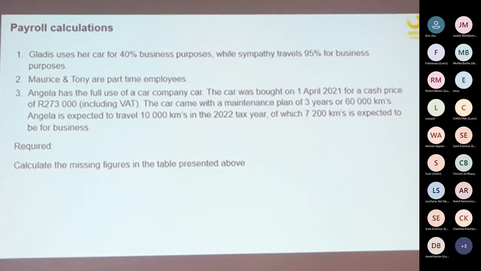Second step: adjust to include VAT. If you haven't joined me for VAT at any stage, how do you adjust for something to include VAT? You multiply by 1.15. If the vehicle was bought after 1 April 2018, you multiply by 1.15. If it was bought before 1 April 2018, you multiply by 1.14. That's because from 1 April 2018, the VAT rate increased from 14 to 15%. Okay, so the second step is adjust to include VAT. This one already includes VAT.